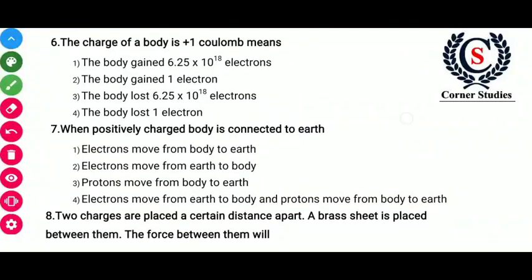The charge of a body is +1 coulomb means what? The body gained 6.25 × 10^18 electrons. The body gained 1 electron. The body lost 6.25 × 10^18 electrons. The body lost 1 electron. What is the answer? The body lost 6.25 × 10^18 electrons.